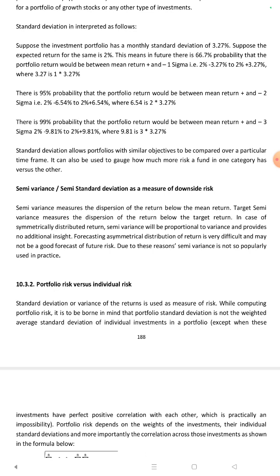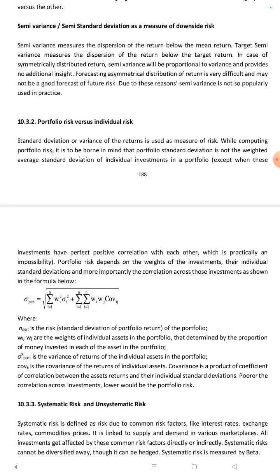A standard deviation allows portfolios with similar objectives to be compared over a particular time frame. It can also be used to gauge how much more risk a fund in one category has versus the others. Semi-variance, semi-standard deviation as a measure of downside risk. Semi-variance measures the dispersion of the return below the mean return. Target semi-variance measures the dispersion of the return below the target return.